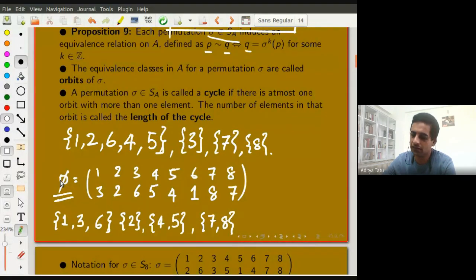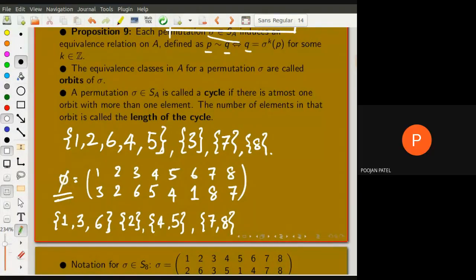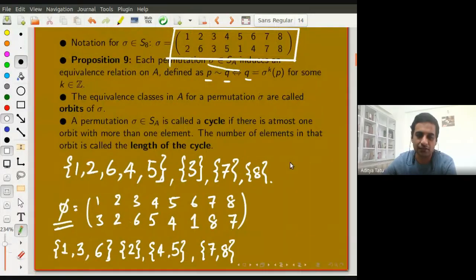All right? So this is not a cycle. Exactly. Why? Because let's reread the definition of a cycle. A permutation sigma in SA is called a cycle if there is at most one orbit with more than one element.